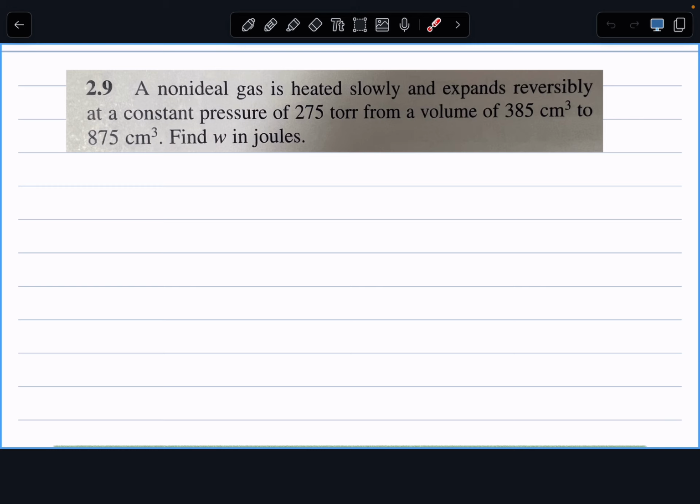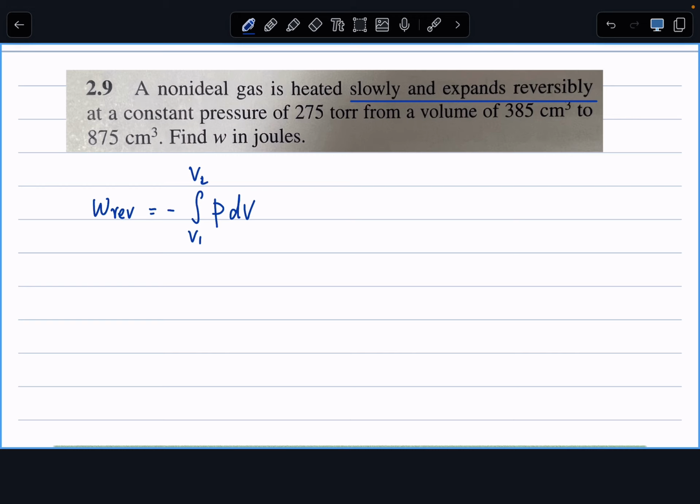In this case, for example, we have a non-ideal gas that is heated slowly and expands reversibly. So remember, whenever we see a system that undergoes a slow expansion or contraction, basically what we're saying is we can use the equation W reversible equals negative integral from V1 to V2 of P dV. Right, so this problem is effectively just plugging in numbers, but you want to know what equation to use in order to solve this problem.